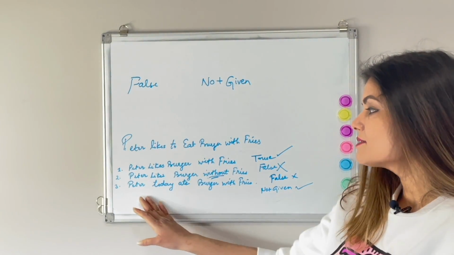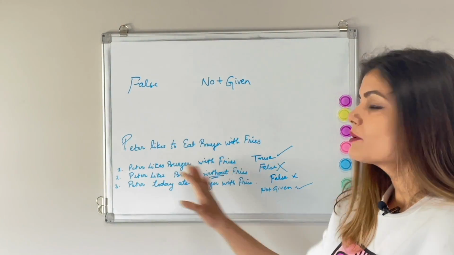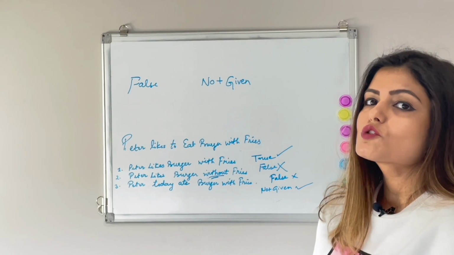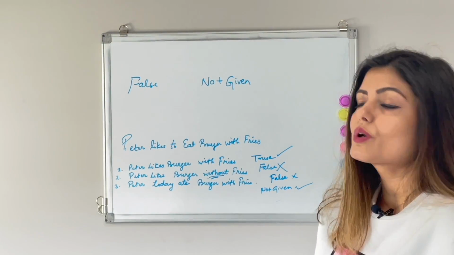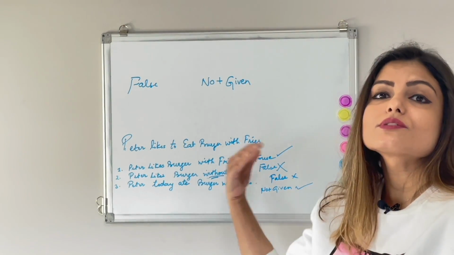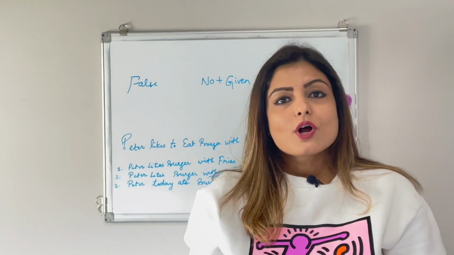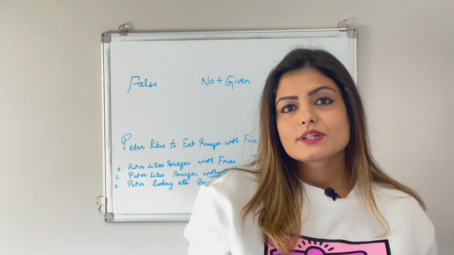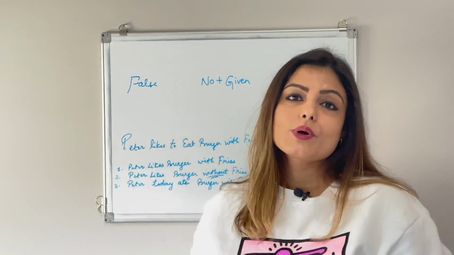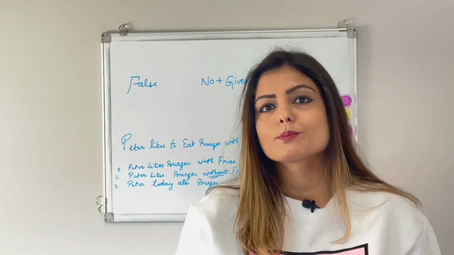For example, in this case, Peter today ate burger with fries. Now, nothing is given in the information about whether he ate it today or not. Since this information is not given at all, it would be a not given statement. I already told you the difference between the yes and no questions and true and false questions. However, the basic technique that you would be using in the yes and no questions would be exactly the same.